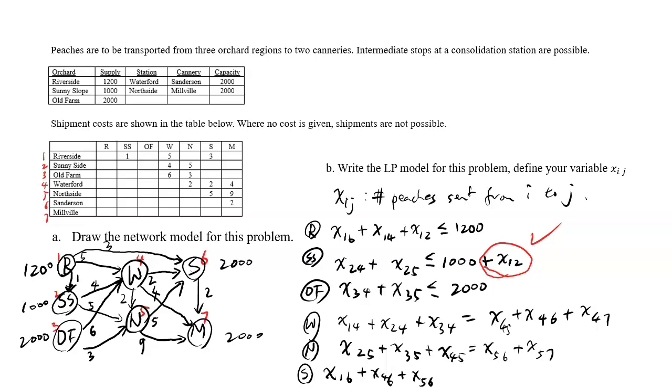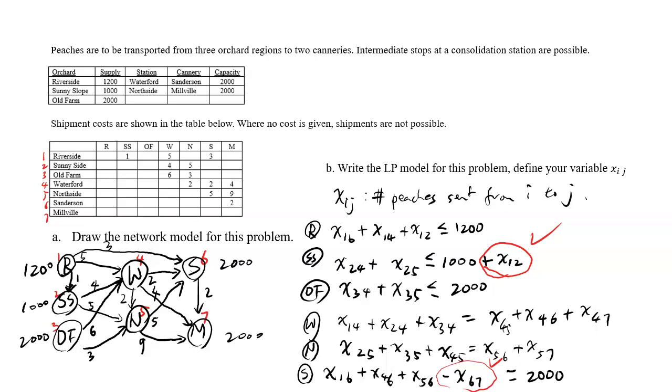If you have something going out, that means you're losing it, right? Whatever is sent to this Millville, we're losing it. So we should subtract it. So that's actually the new part. x6 7 should be subtracted. And that's the tricky part, okay? And other than these two things, the rest of them are pretty straightforward. So that should equal 2000.